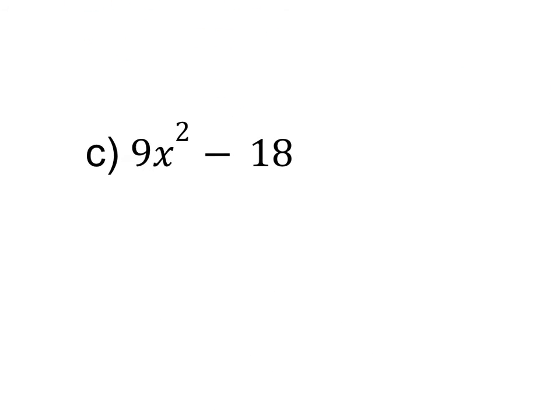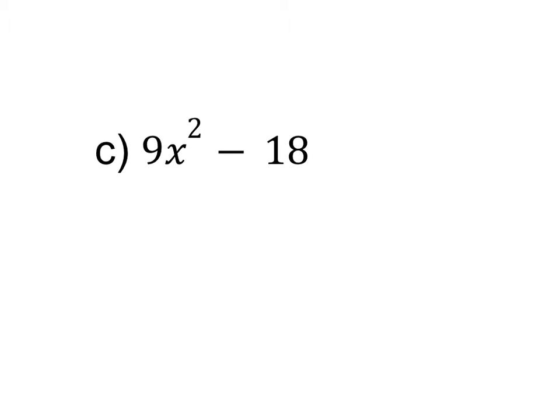Let's do a couple more. So this one looks like you can factor out a 9. So 9 parentheses. Oh, I forgot to write the divide by 9, divide by 9. So this would just give me x squared minus 2.